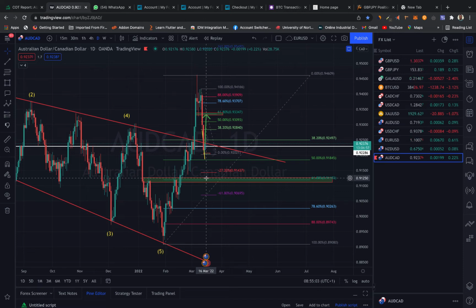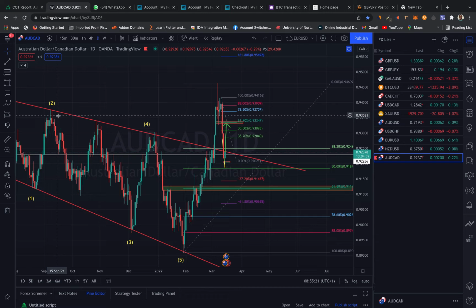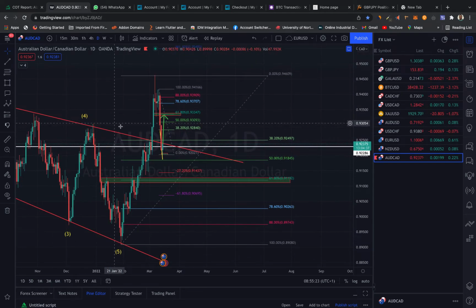one thing of note is this correction has already come up to the point where it broke and retested this resistance. All right, this line right here, this resistance line right here, which serves as the resistance for the expanding ending diagonal. All right, so I would be looking for a buy trading opportunity from this point.